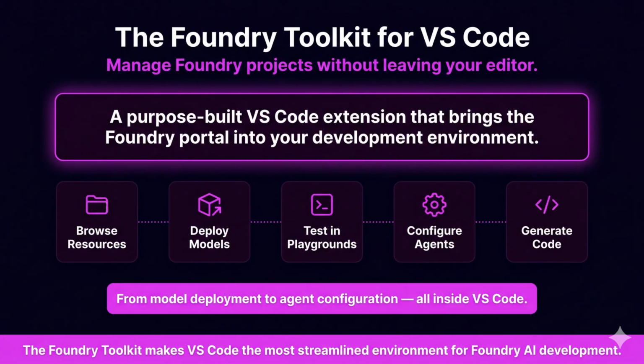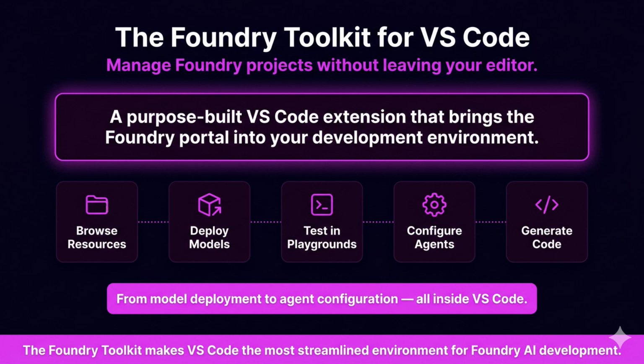If you are developing Microsoft Foundry-based AI applications inside Visual Studio Code, there is a dedicated extension that makes the workflow significantly smoother, the Foundry Toolkit extension for VS Code. This extension bridges the gap between the Foundry portal and your code editor. So instead of constantly switching between a browser and your IDE, you can handle much of the Foundry workflow directly inside VS Code. There are 5 key things the Foundry Toolkit gives you.